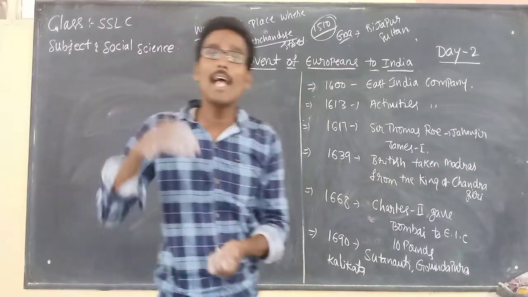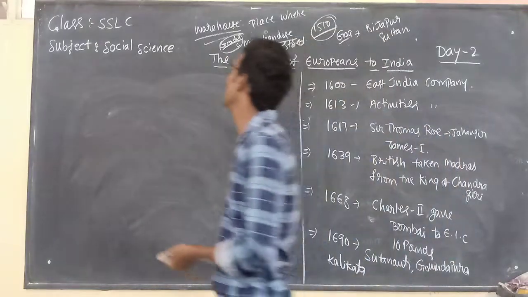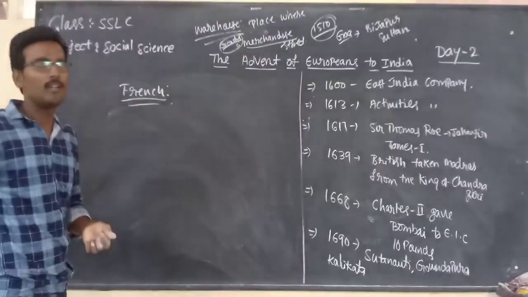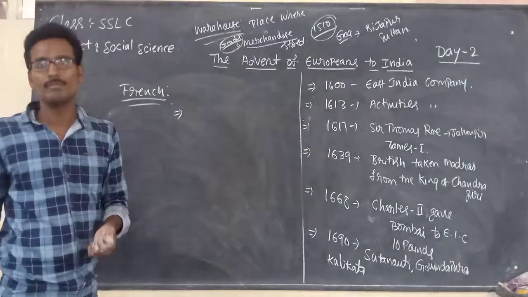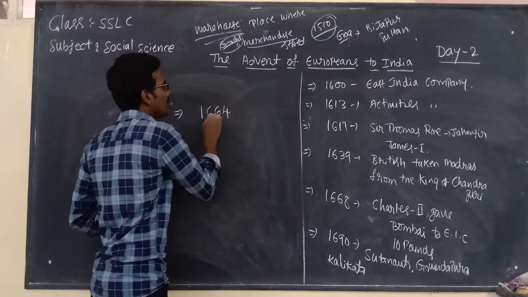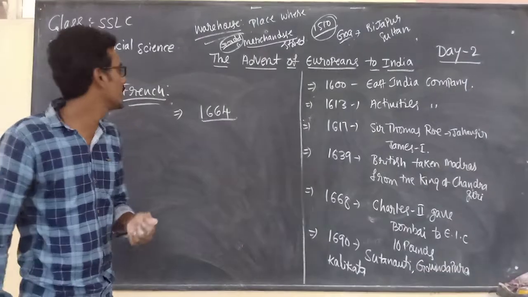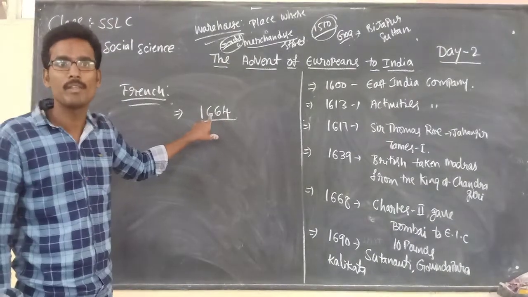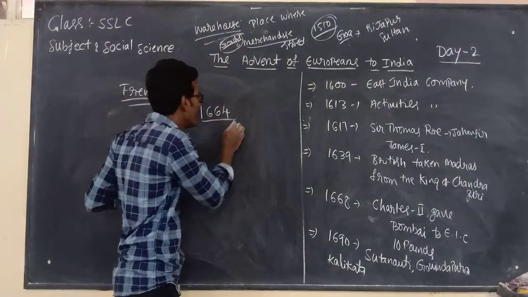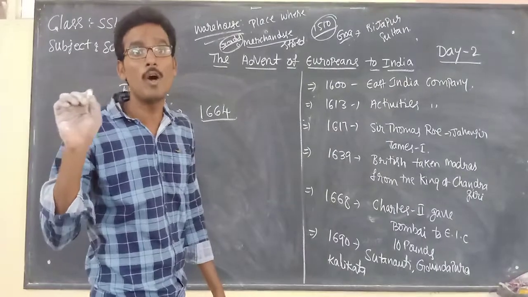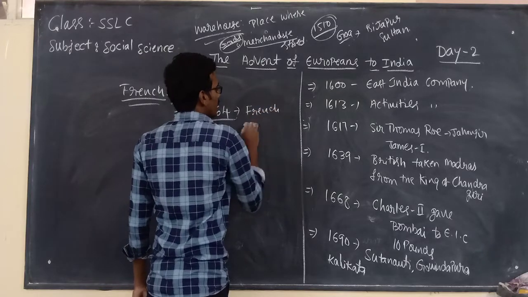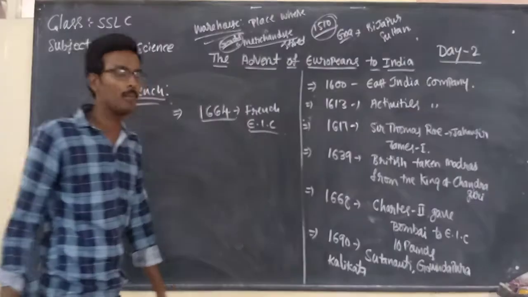And finally, the last Europeans who arrived in India, that is the French. The French East India Company was established in the year 1664. It is a government owned company.